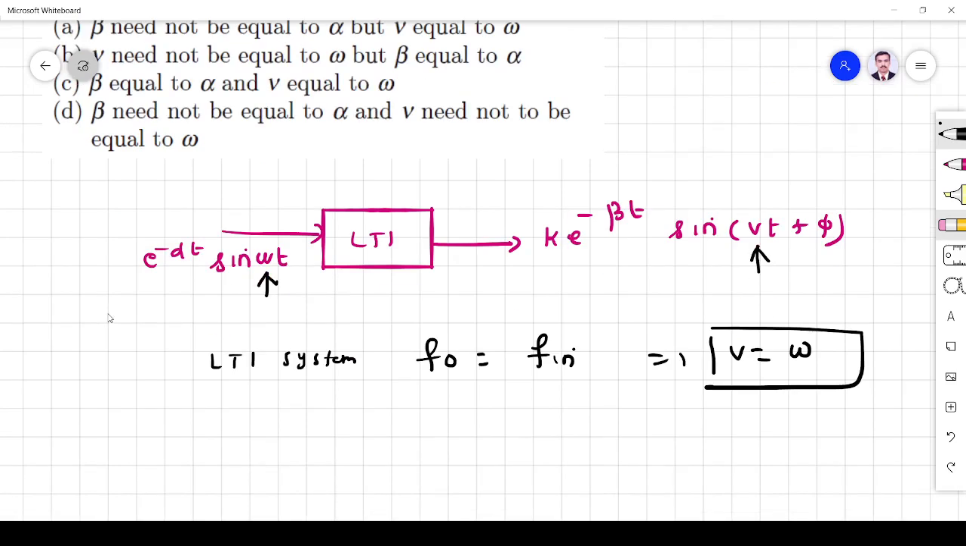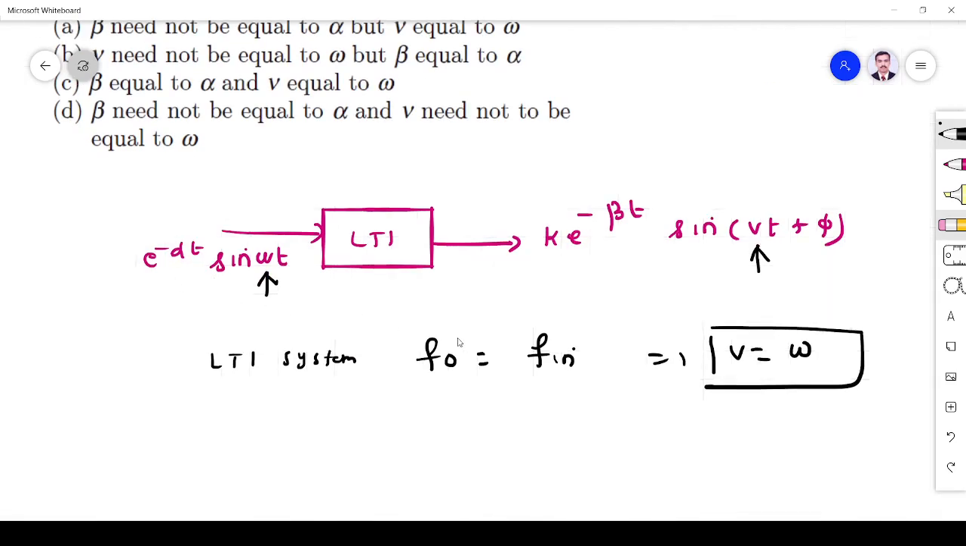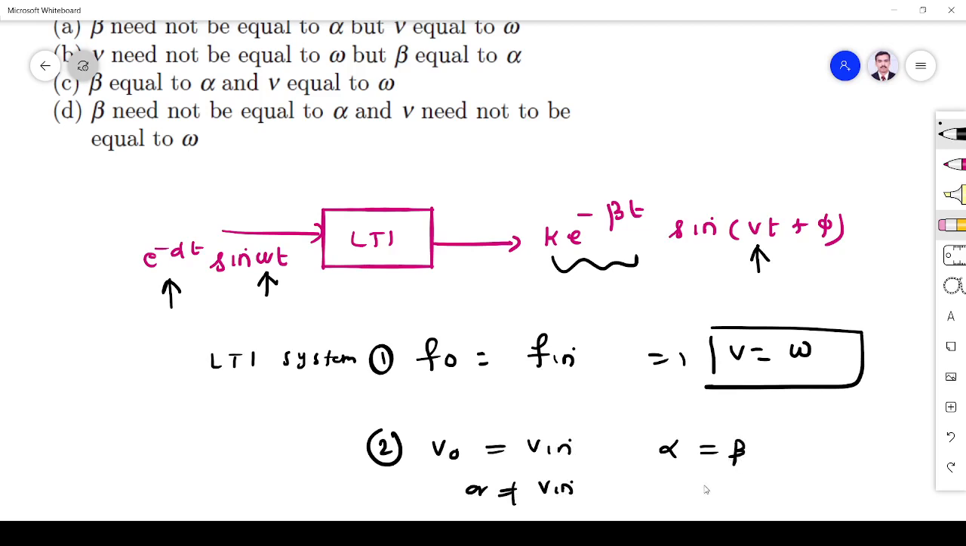Second one, with respect to amplitude. Amplitude may vary. Here the input amplitude is e power minus alpha t, and the output is k e power minus beta t. Amplitude need not be the same. So alpha may be equal to beta or may not be equal to beta. That is the second condition.